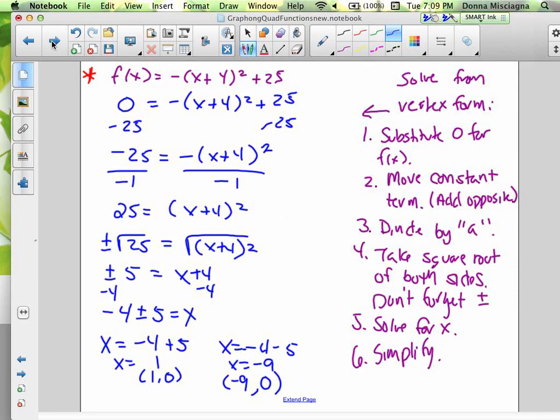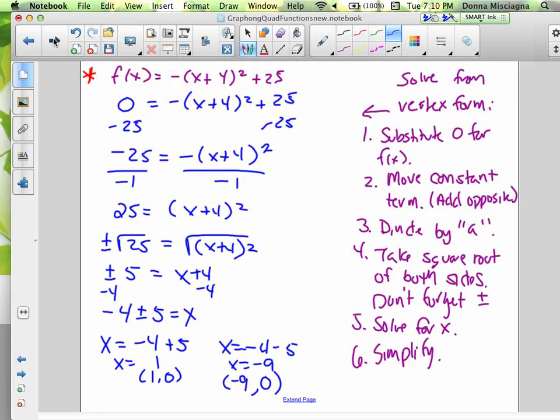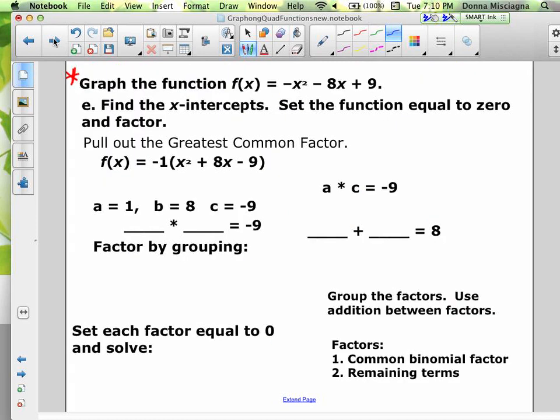So f of x equals negative (x plus 4) squared plus 25 represents the same graph as f of x equals negative x squared minus 8x plus 9. Right? It just looks different, but it represents the same graph and the same values. If you plug in values for x, you would get the same values coming out for y from both graphs. Let's finish this graph off. So we took a little more time on this lesson, but I'm going to go quick through the other ones.